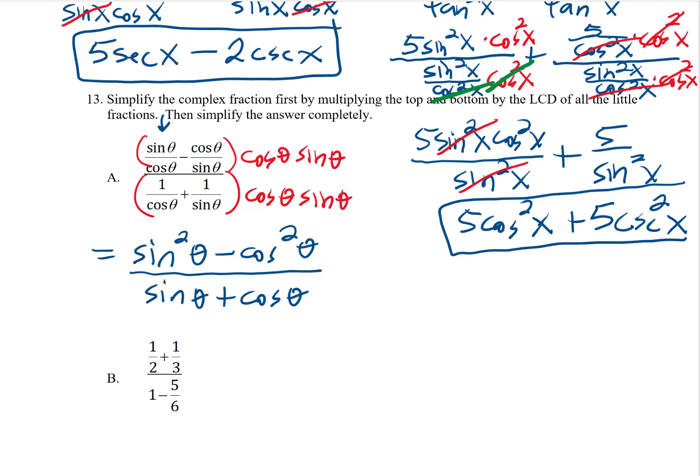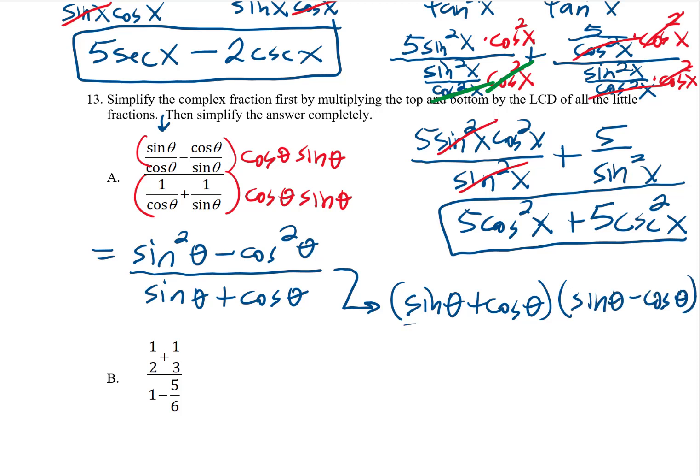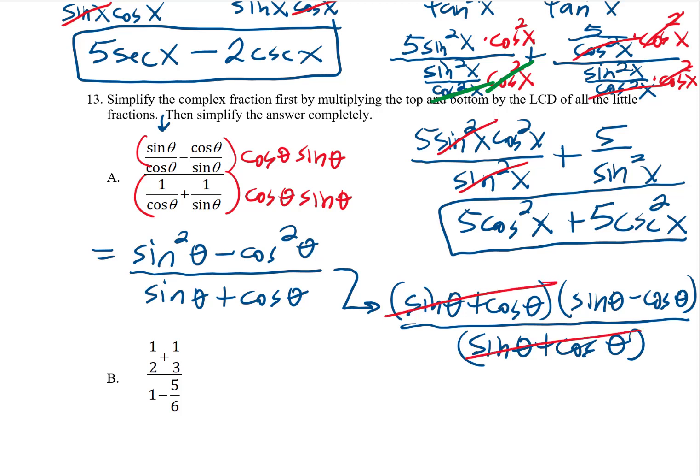The answer is yes, because what I notice on the top is that I have a difference of squares. 2 perfect squares with a minus sign in the middle. That means it factors in that a plus b, a minus b pattern. And of course that works out really nicely, because then one of those factors on the top matches the only factor that I have down here on the bottom, the sine theta plus cosine theta. So those wipe out. The final answer to this problem then is just sine theta minus cosine theta.